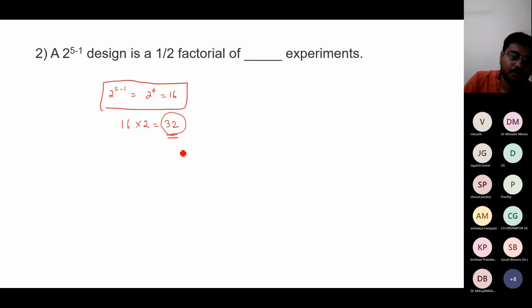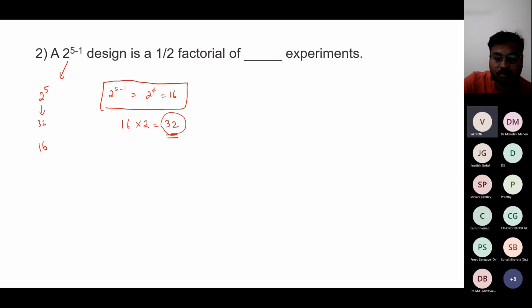So half factorial means, for this 2 to the power 5 minus 1, the full factorial will be 2 to the power 5, which will have 32 experiments. Since we are doing 16 experiments, we are just halving the number of experiments that we are doing. So in this question, we need to say what is the number of experiments in the full factorial design. That's clear.